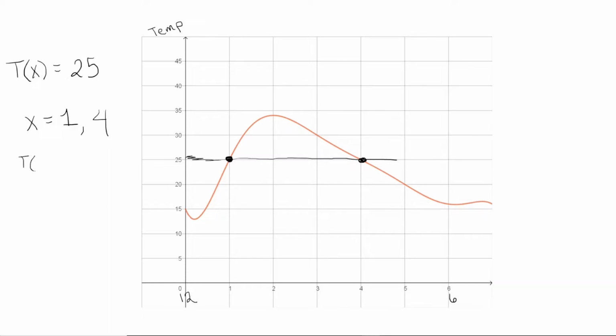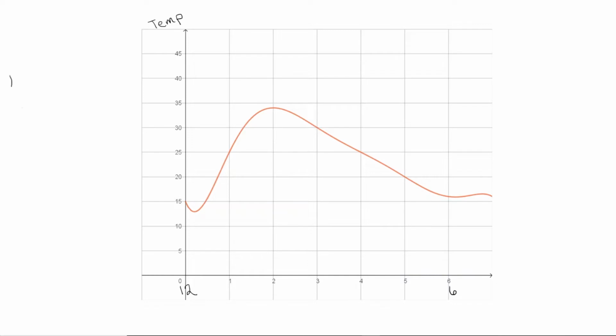We could also look at something like when is T of x greater than or equal to 25? In this case, when is the temperature greater than or equal to 25? And we can see that it passes above this line to be greater than between 1 o'clock and 4 o'clock. In interval notation, we do a 1 and a 4 with square brackets since we have that or equal to symbol.